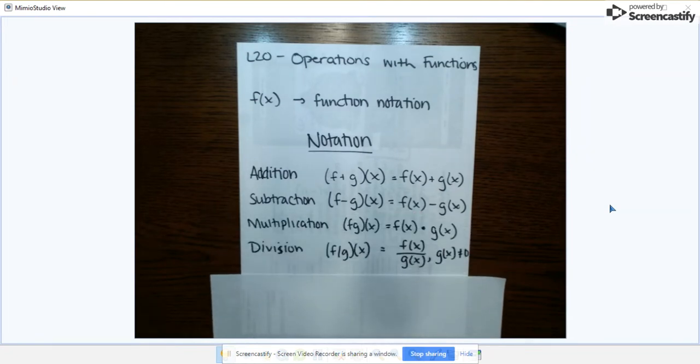And then similarly for multiplication and division, we can split it up amongst the two functions. The only key thing with division is that our denominator can't be 0. So that g of x function can't be 0. Otherwise, we have an undefined function.